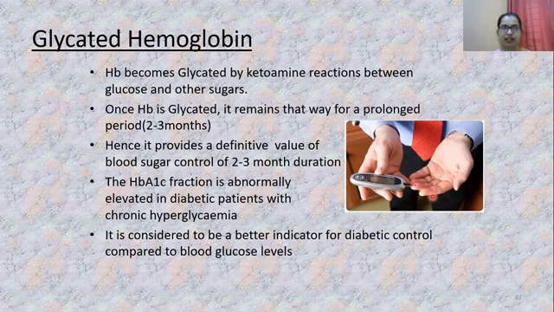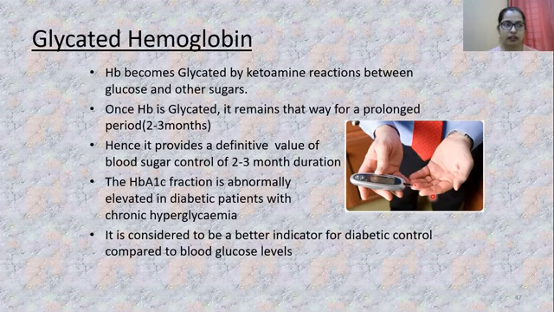So, in order to get a bigger picture, we have something called glycated hemoglobin, which we call HbA1c. Now, this HbA1c gives the definitive value of blood sugar control for 2 to 3 months. The reason behind this is that hemoglobin is attached to the red blood cells, and red blood cells remain in the body for 120 days, that is around 3 months, 2 to 3 months.